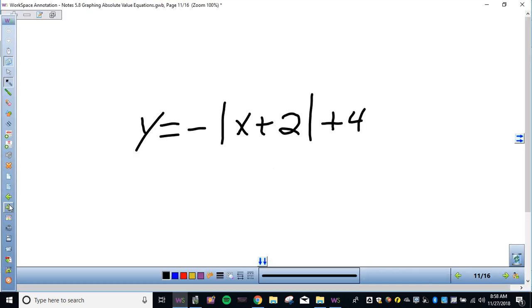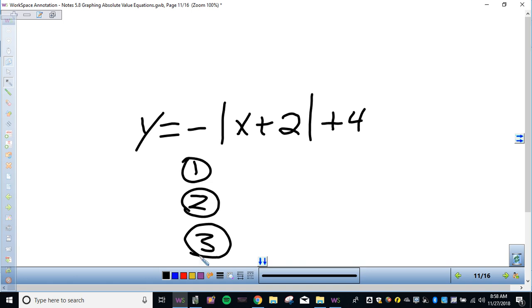Write this one. Now you have 3 transformations to write on your whiteboard. What does a negative do in front? What does this +2 do inside? And what does that +4 do? So 3 separate transformations. Write them in order, left to right. So what does a negative in front do? Write that down. Reflect. And then if you write reflect, think about which axis. 3 transformations.